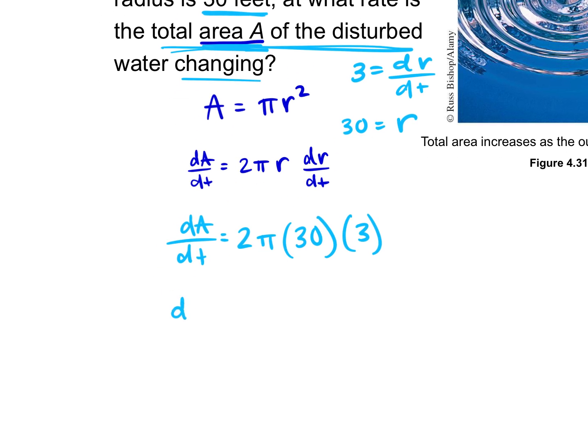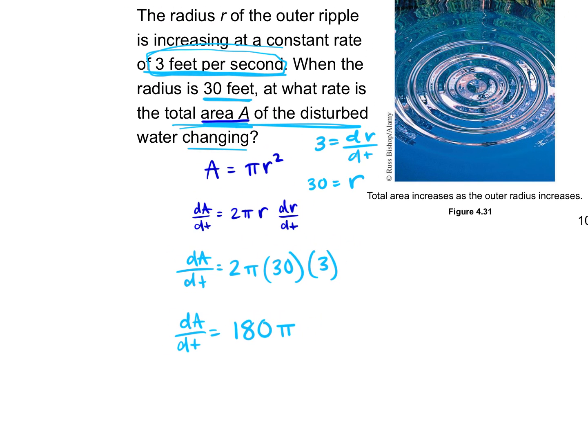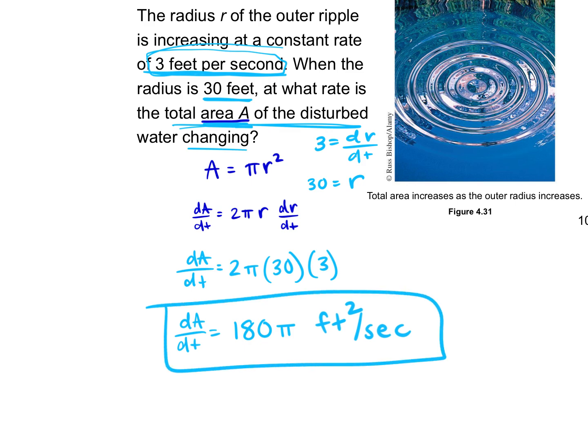So dA over dt would be 30 times 3 is 90, times 2, 180 pi. 180 pi what? But it's how the area is changing. So it's not just feet per second, feet squared per second. So since it's the area, it's feet squared per second.